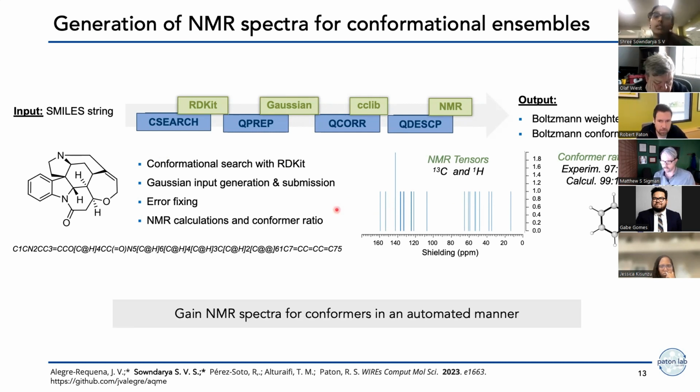While I've highlighted one specific SMILES or one specific molecule here, this could be done for a database of hundreds of molecules where you could gain NMR spectra for different kinds of conformers in an automated manner.